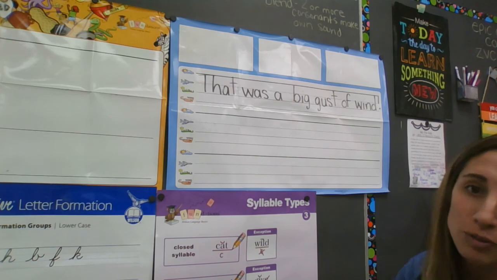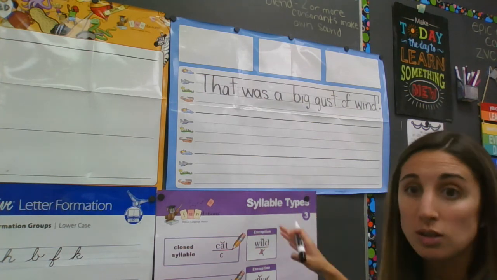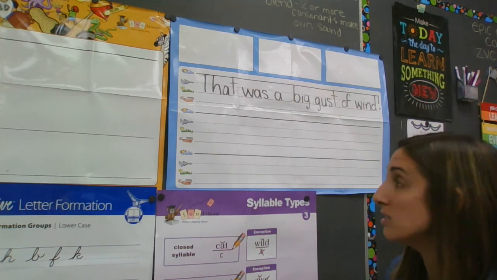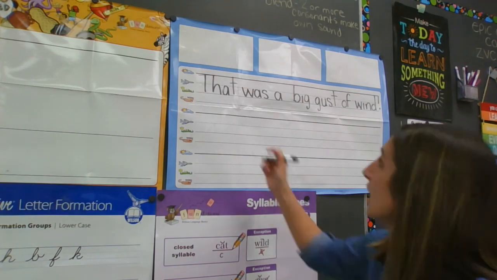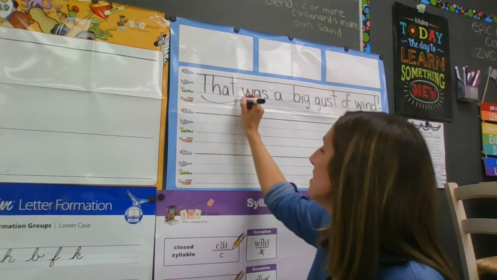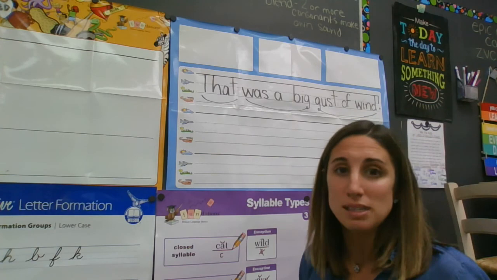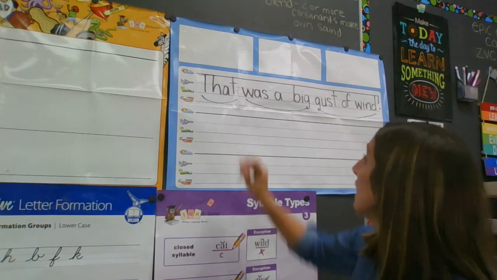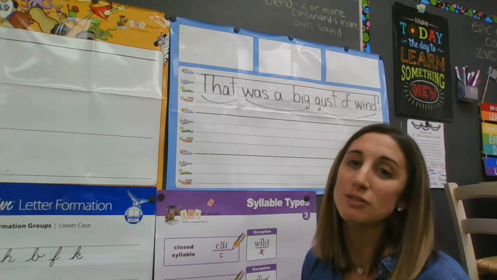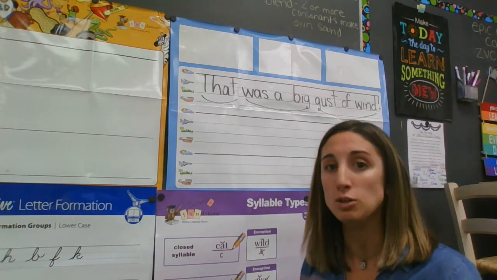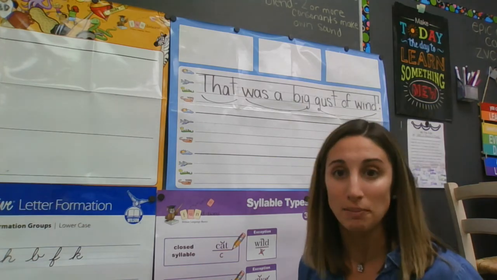Last thing we're going to do before you put your composition books away is we are going to scoop this sentence into nice phrases. That was a big gust of wind. I kind of say it like that. That was a big gust of wind. Sometimes you might scoop it differently. That was a big gust of wind. Sure, there are different ways to scoop. Just make sure that when you scoop at home, your scoops make it sound natural when you read it. Okay?